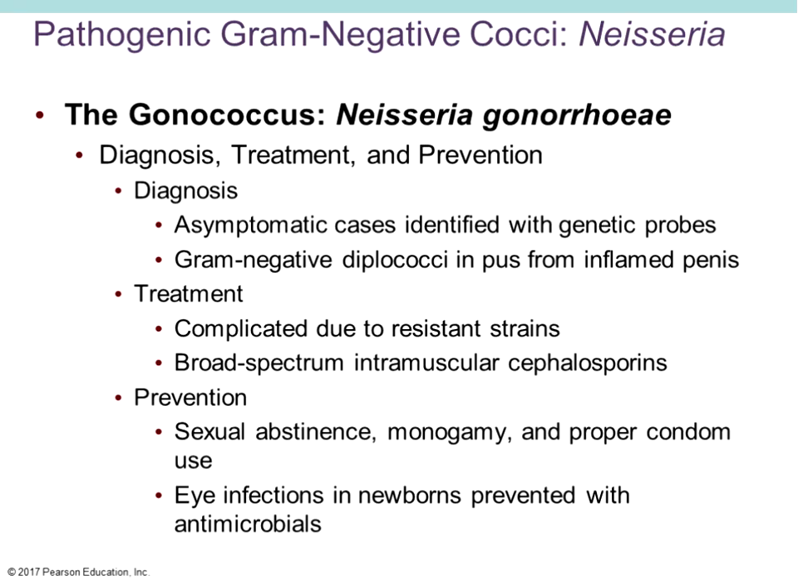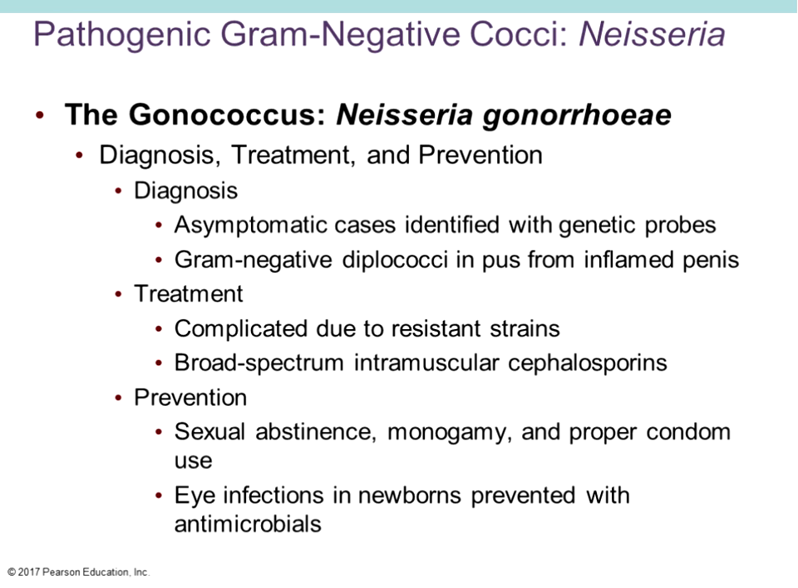So for diagnosis, asymptomatic cases can be identified with genetic probes. We can also look at the pus from the inflamed penis, gram stain it, and look for these gram-negative diplococci. Treatment can be a little complicated because there are some strains that are resistant. So we like to use broad-spectrum intramuscular treatment, which increases the dosage amount in the circulatory system.